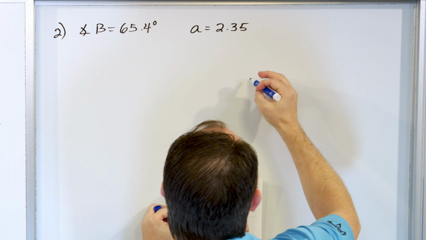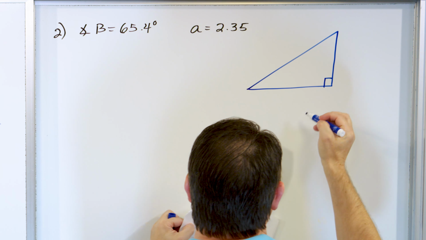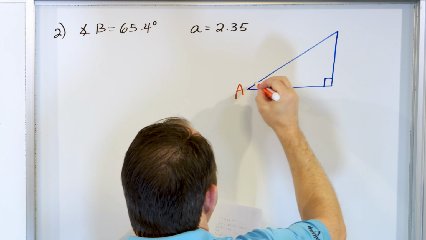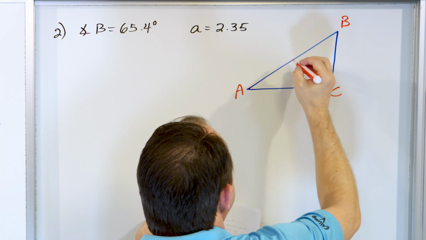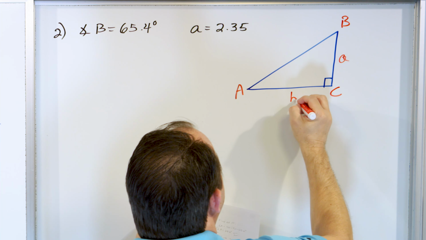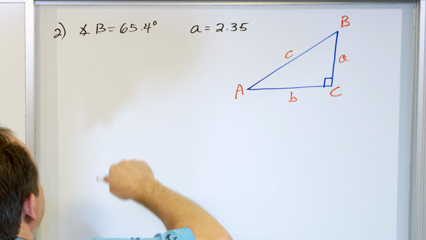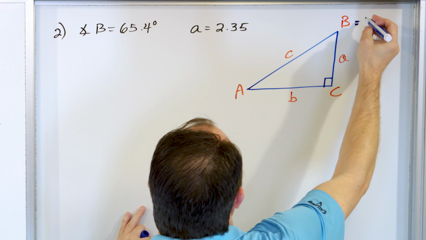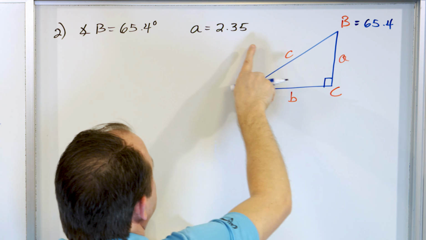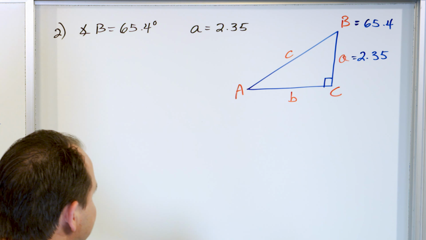So the first thing we do is what we always do: draw the triangle. Don't try to do this without drawing a triangle. You have a right angle right here, and always label everything. This is side A, this is side B, this is side C, and angles A, B, and C, then side A, side B, and side C like this. Now we're given in the problem statement that B is 65.4, so I can put that here. And side A, which is this, is 2.35. I recommend you just put that in the drawing.